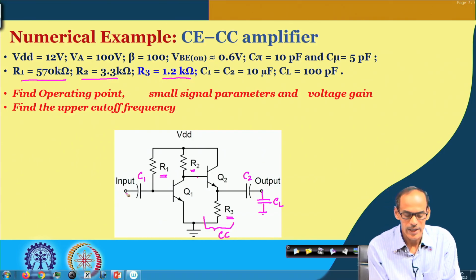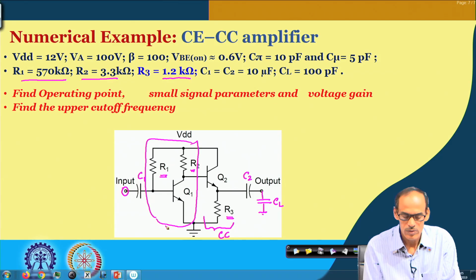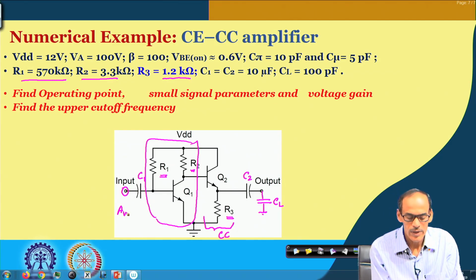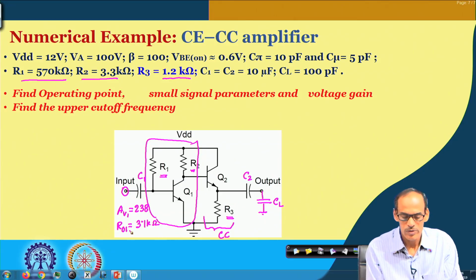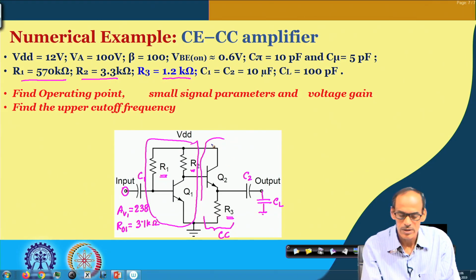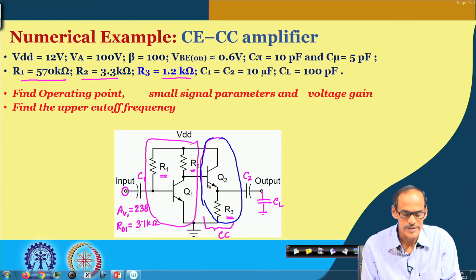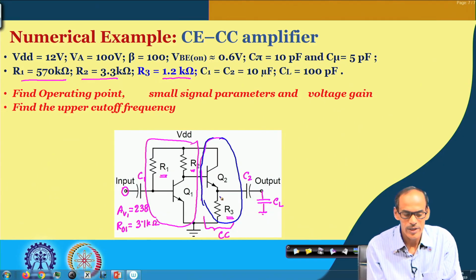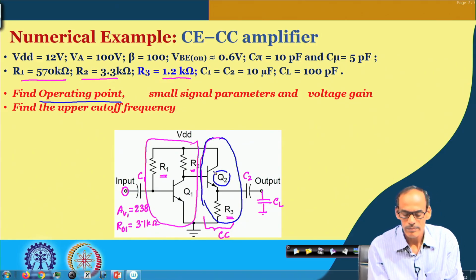To get the overall gain from the primary input to the primary output, this first part we have already done, and its gain, if I call it AV1, is 238, and its output resistance, if I call it RO1, is 3.1 K. These two pieces of information are important. To get the overall circuit performance we need to see the small signal parameters of this CC stage. But to get them, we need the operating point of this Q2. So, how do we find it?